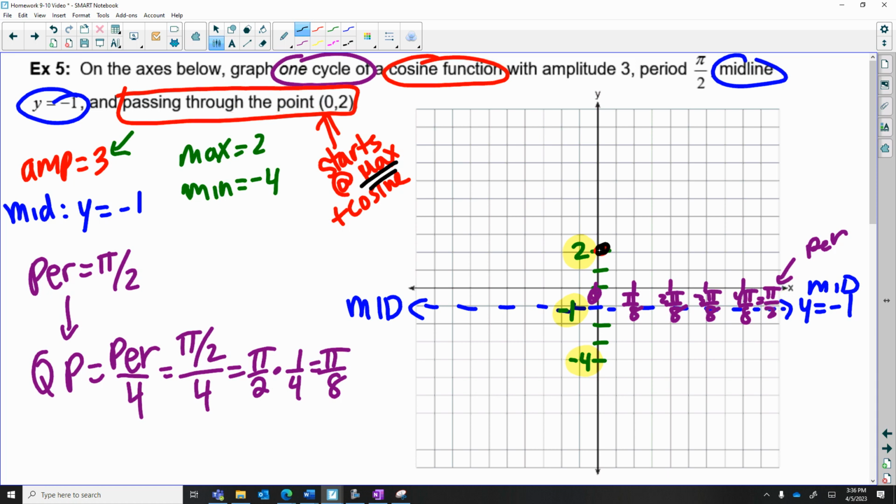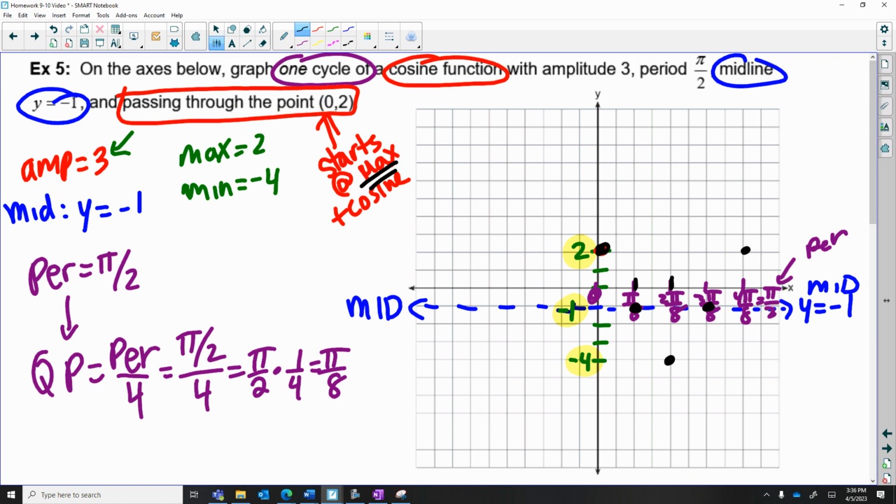Now we've got to go to our midline. So we're going to go to this first notch, pi over 8, and hit the midline of -1. Now we're going to get to the next quarter point and go down to the minimum, -4. Now back to the midline, and now back to our maximum.